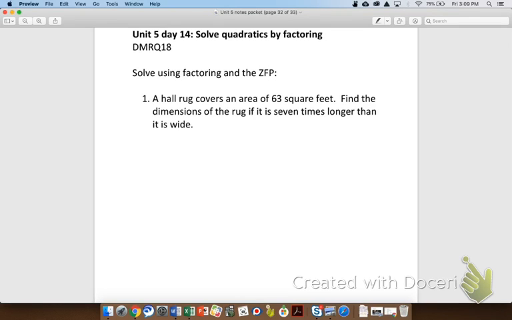Whiteboards, markers away, grab your packet, get to Unit 5, Day 14, which is right here. You should have your packets out at this point. The page is on the screen right there.